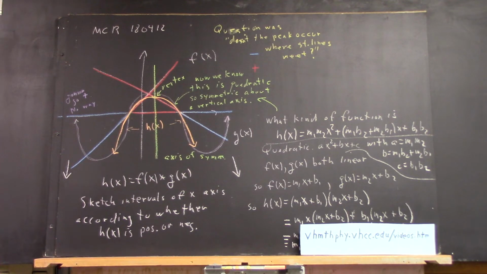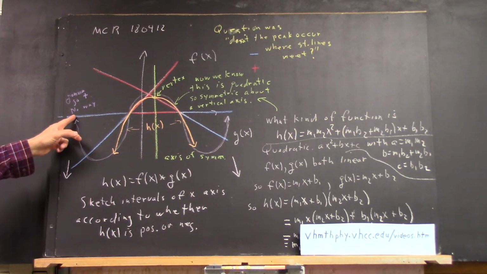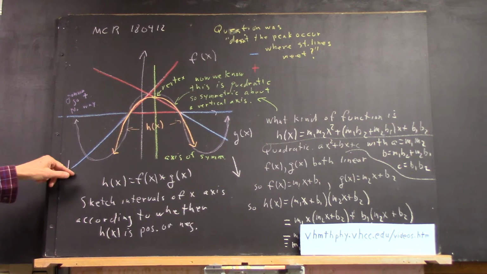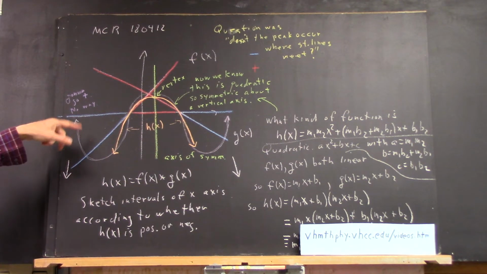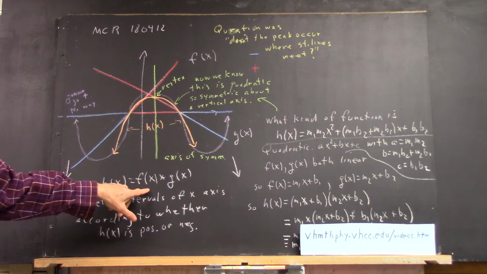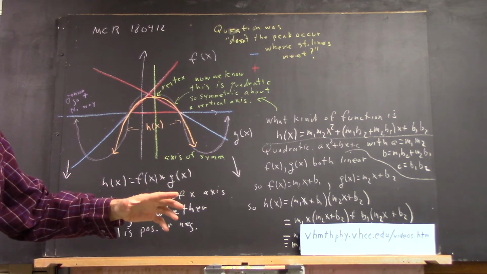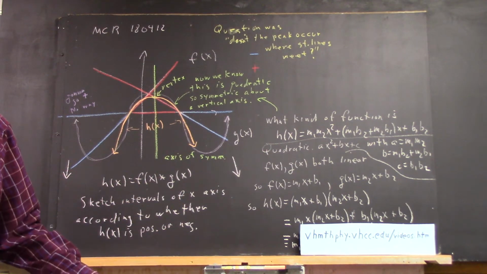But what's going to go wrong? If it's doing this, it's going to hit 0, which it can't do, because f of x isn't 0 and g of x isn't 0. This can't be 0, right? The product can't be 0. The only way the product can be 0 is for f of x to be 0 or g of x to be 0. You can't multiply two non-zero numbers and get 0.